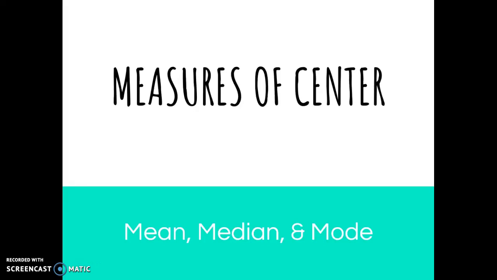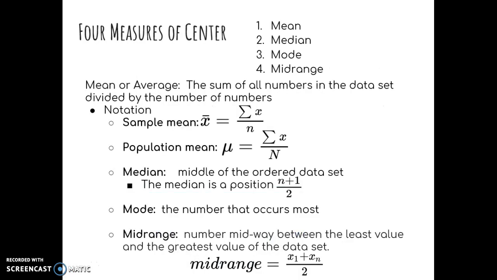In this video, we're going to be talking about measures of center, including mean, median, and mode. So, on this first slide, we see that there are four measures of center that we're going to be talking about. In addition to mean, median, and mode, we're also going to be talking about what is called the mid-range. And below here we have a summary of what each of those are.